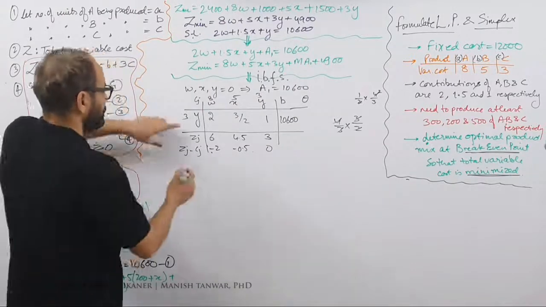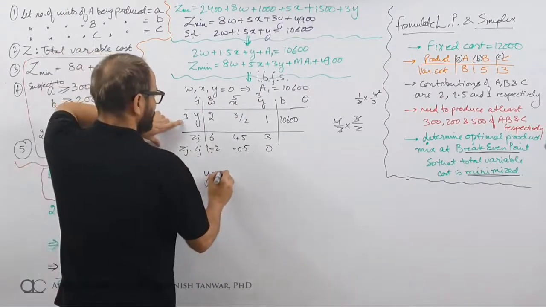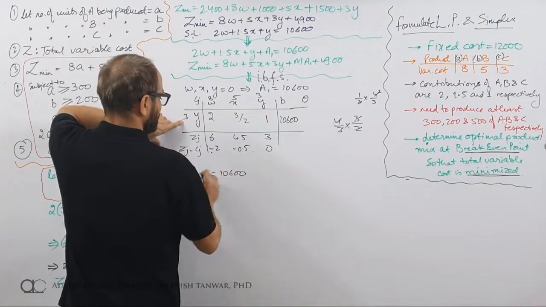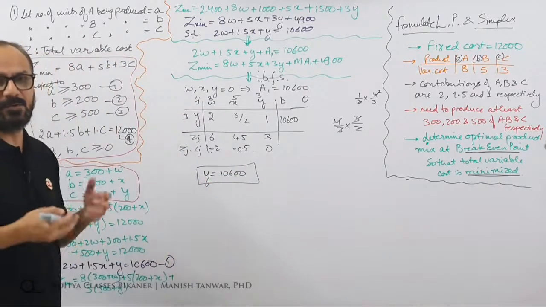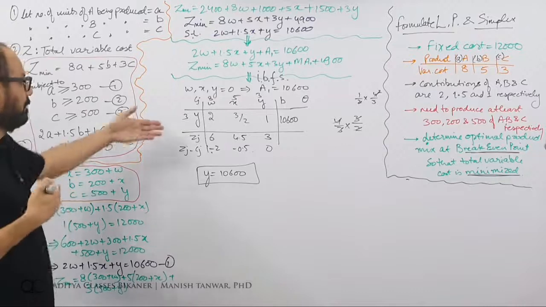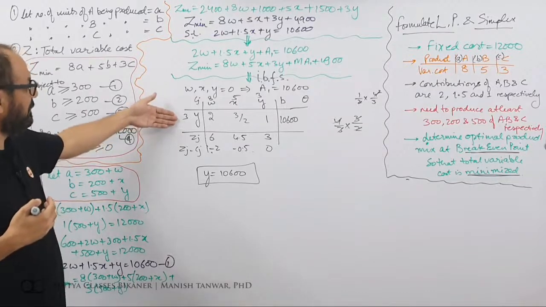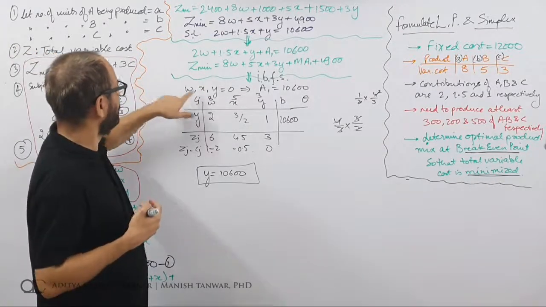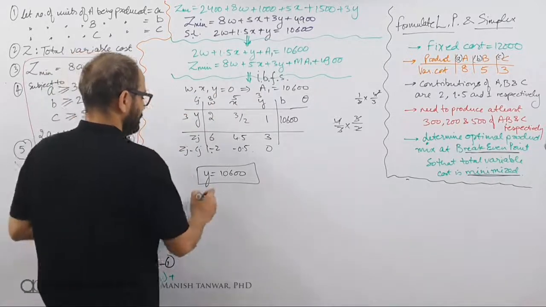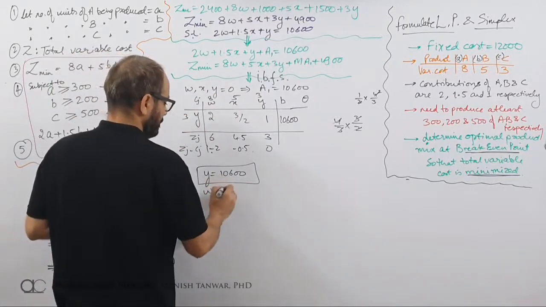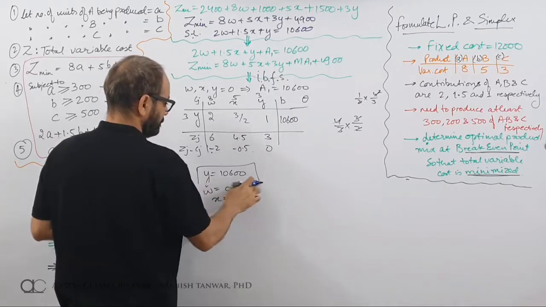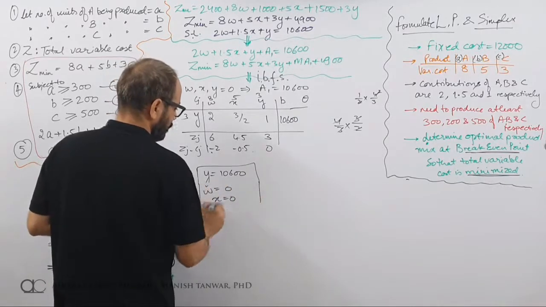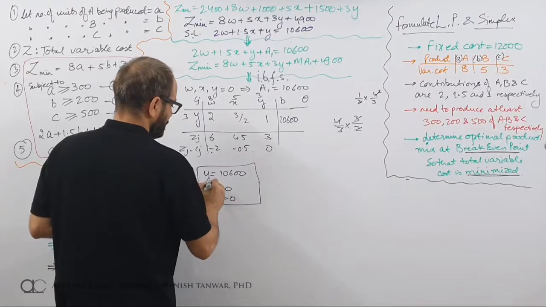And what is my final solution? My final solution is y is equal to 10,600. But nobody asked me about y. Or in fact from here I can say that I started with w, x and y. So y is 10,600, w is 0, x is 0. This is my final solution. But nobody asked me about w, x and y.